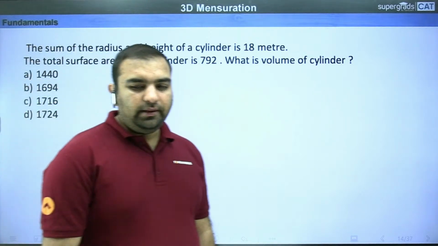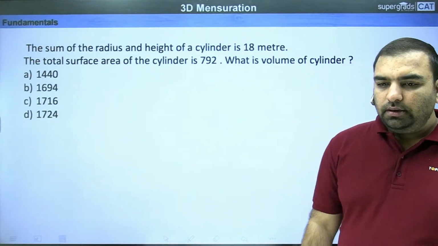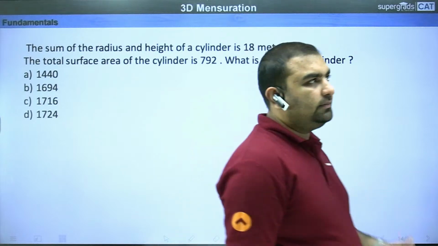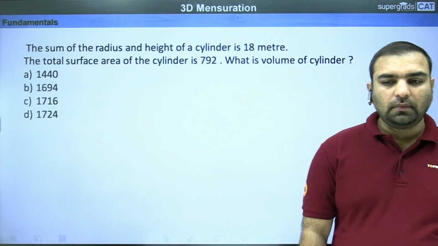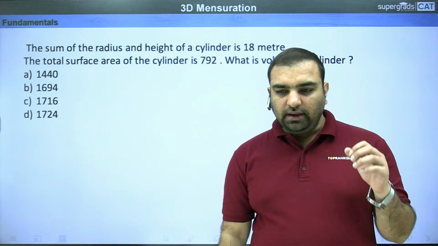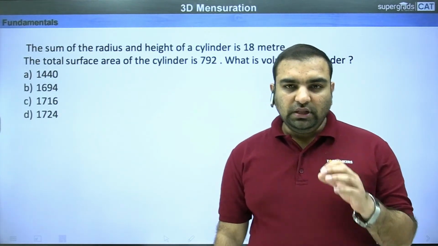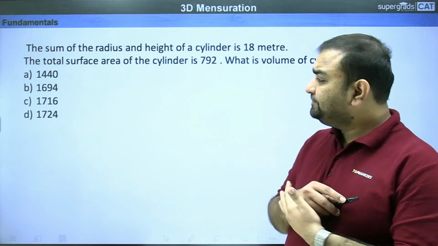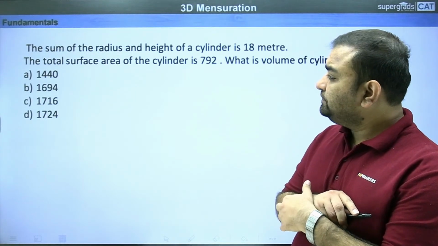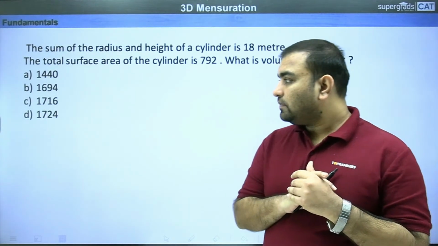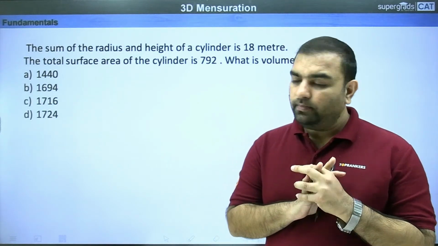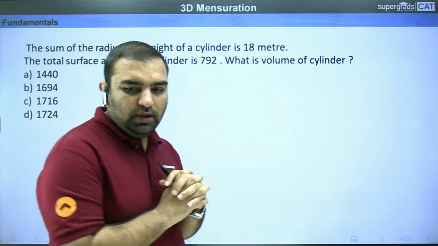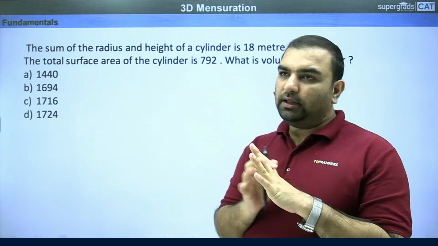Sum of radius and height of cylinder is given. Total surface area of cylinder is also given. What is the volume of the cylinder? टोटल सरफेस एरिया ऑफ सिलेंडर भी बताया गया है और आपसे वॉल्यूम ऑफ सिलेंडर पूछा है. पहली बात तो वॉल्यूम ऑफ सिलेंडर मल्टीपल ऑफ 11 होगा.